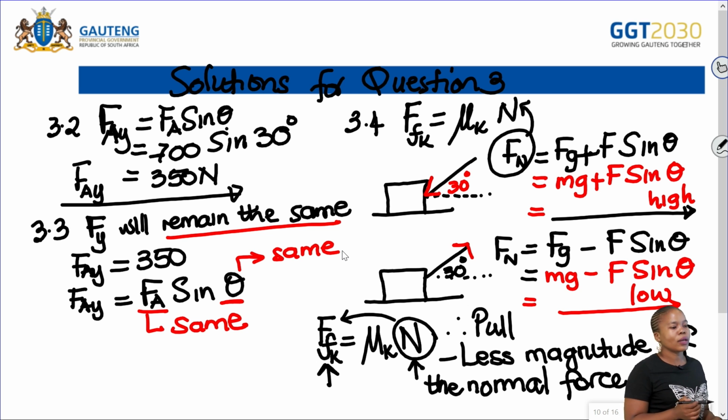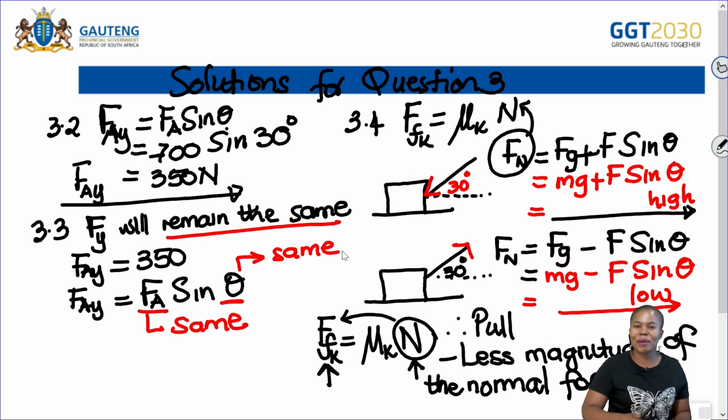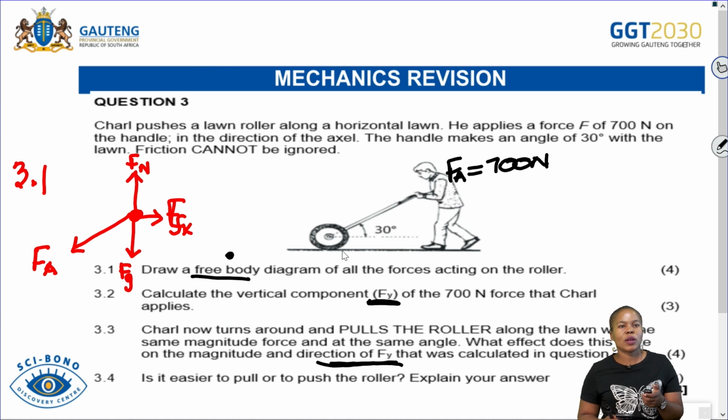Because if we have a bigger normal force, that means the friction will be more, making it harder to move or harder to propel forward, because there's a lot of friction. But if there's less friction, it will be easier to move. Okay, let's run through the questions once more.